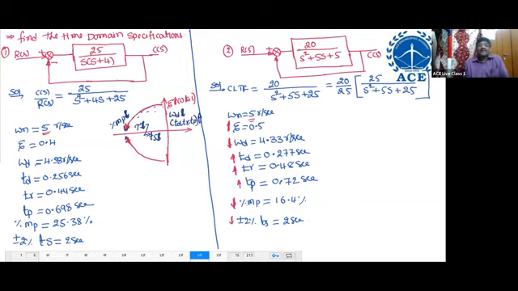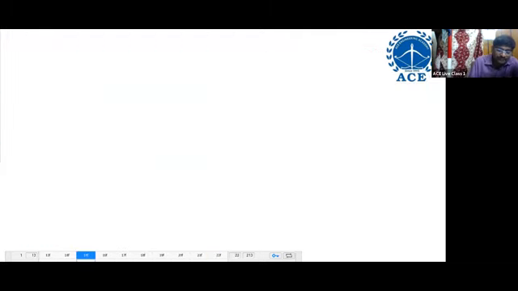That means even if zeta slightly changes, each and every factor in the system is affected. So what does the conclusion tell? What is the heading? Variations in time domain specifications.